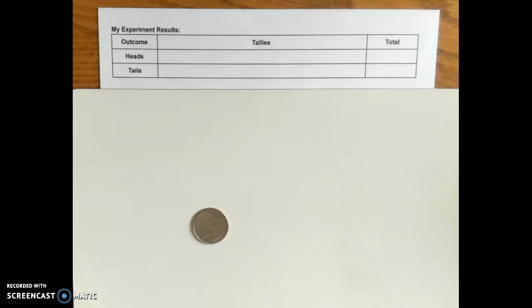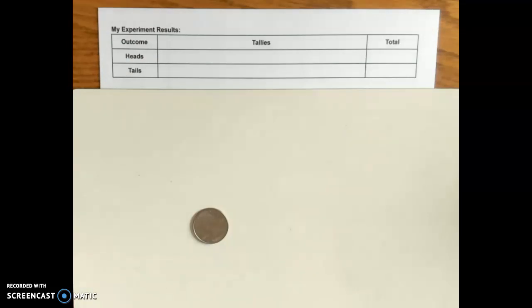You're going to create a table. I called it My Experiment Results. We're going to have 3 columns in our table, one for the outcomes. So I wrote outcome up at the top. The outcomes that are possible are we could land on heads or we could land on tails. The middle column is going to be where we make some tallies.